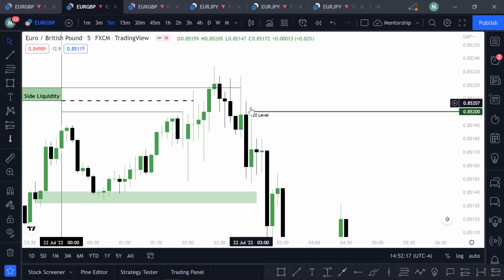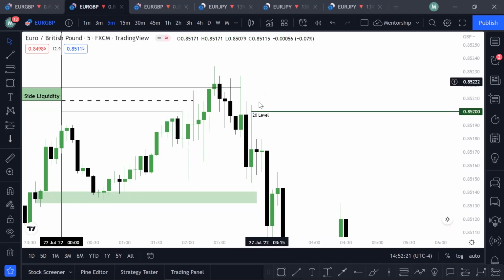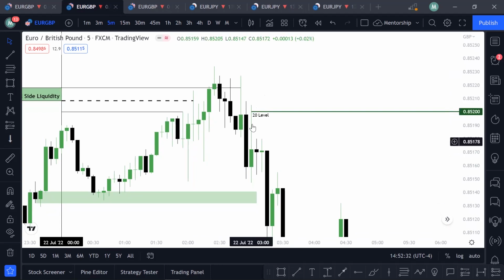We are not selling above the 80 level. We are not selling above the 20 level. We are selling when price closes or trades below an institutional level, then comes back. That's when we are entering the market.